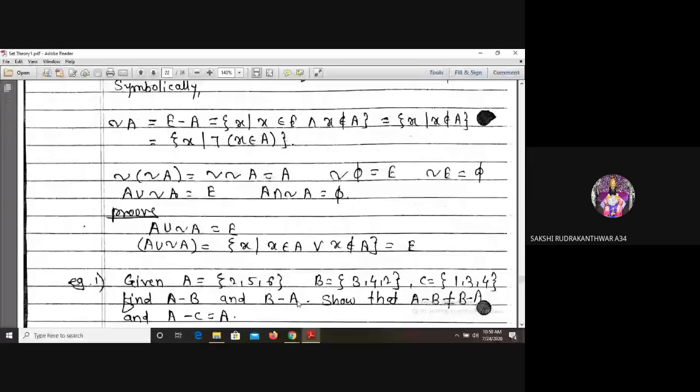3, 4. B minus A: elements that are in B but not in A. 3, 4. It is set 3, 4.